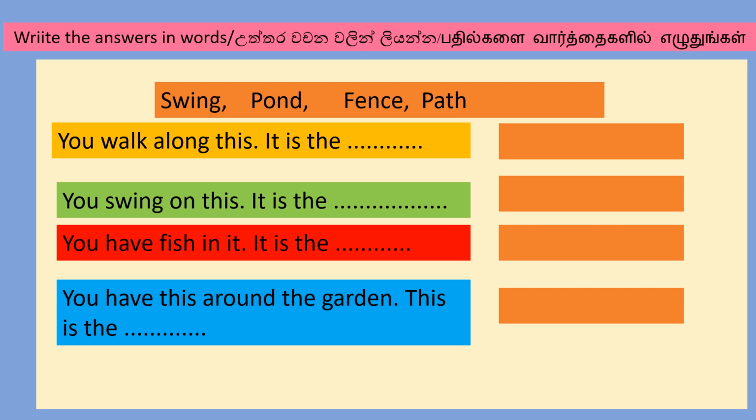Write the answers in words. Swing, pond, fence, path. You walk along this. It is the. You swing on this. It is the.